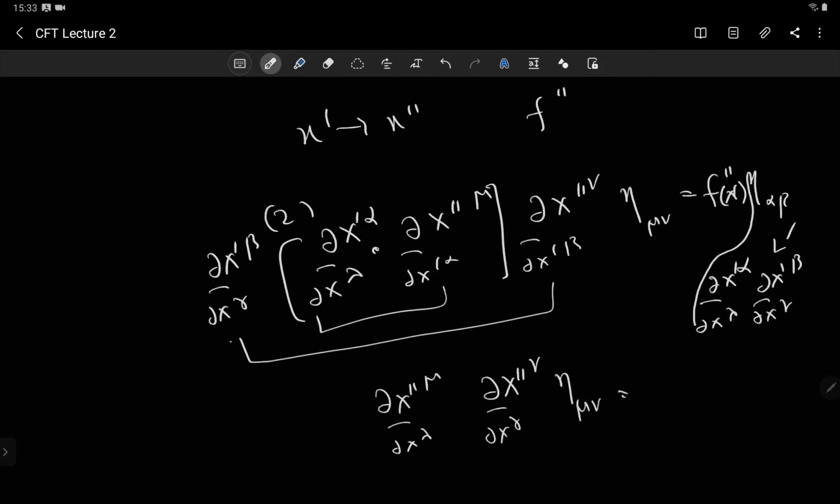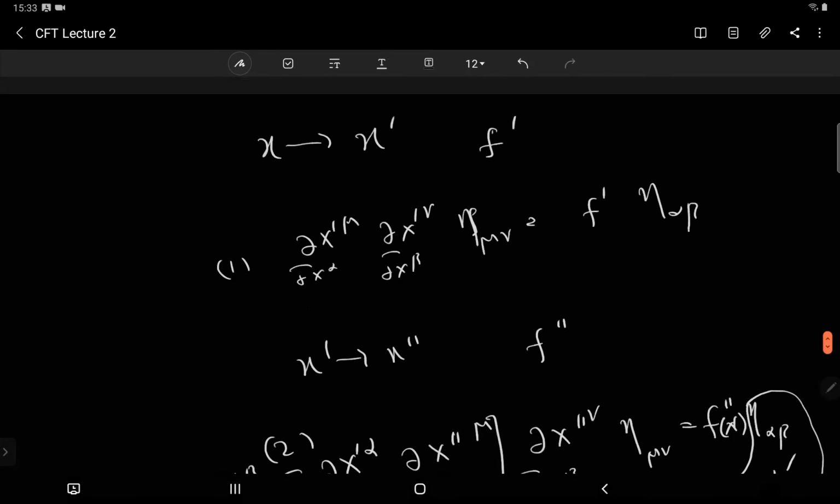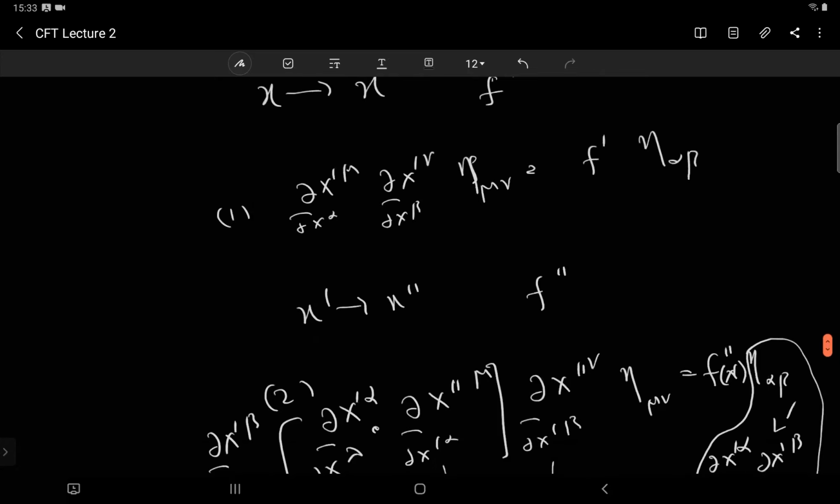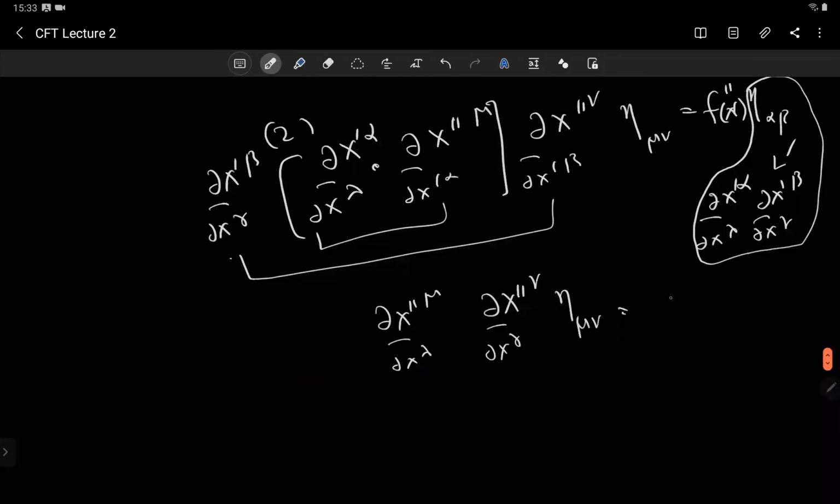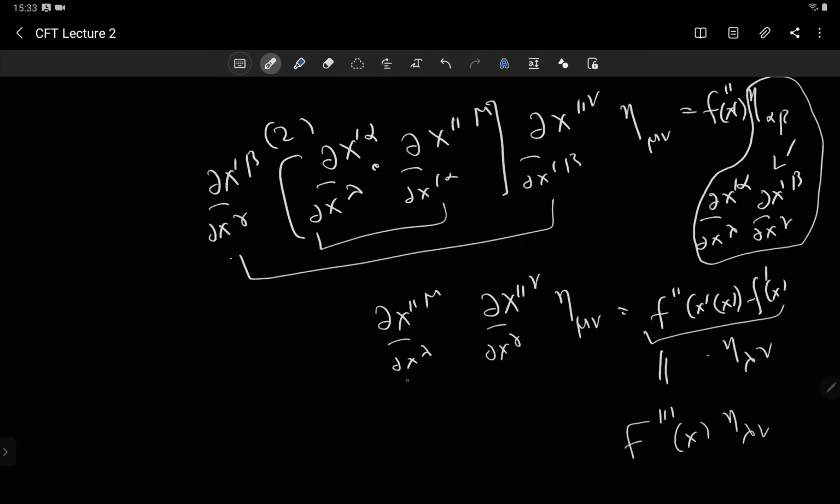And this is again the transformation from the first transformation that we wrote down, from x to x prime. So that is what we call f prime. This is equal to f double prime of x prime, but x prime is a function of x, so we can rewrite in terms of x, and then this is f prime of x times eta lambda nu. So now we can call this our new f, f triple prime, a function of x, times eta lambda nu. So you see, now you have a transformation from x to x double prime, which is also a conformal transformation, where the factor is just f prime times f double prime.